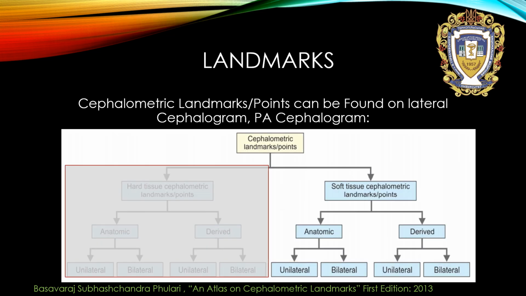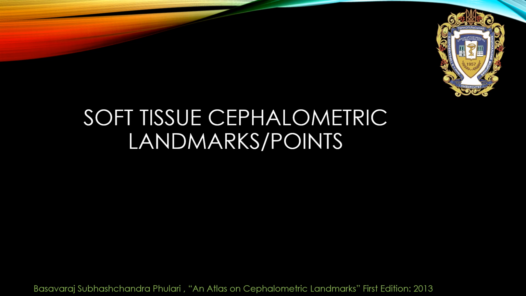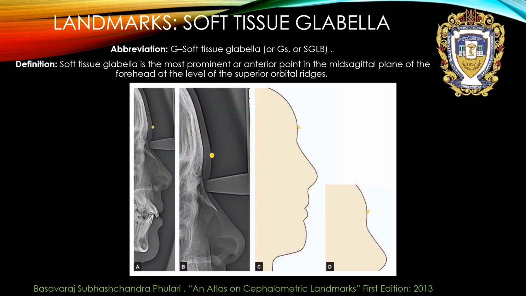And now let's talk about soft tissue cephalometric landmarks. They can be anatomic or derived, and everyone is divided into unilateral and bilateral. First point is soft tissue glabella, marked by G or GS or capital letters SGLB. Is the most prominent or anterior point in the mid-sagittal plane of the forehead at the level of the superior orbital ridges.